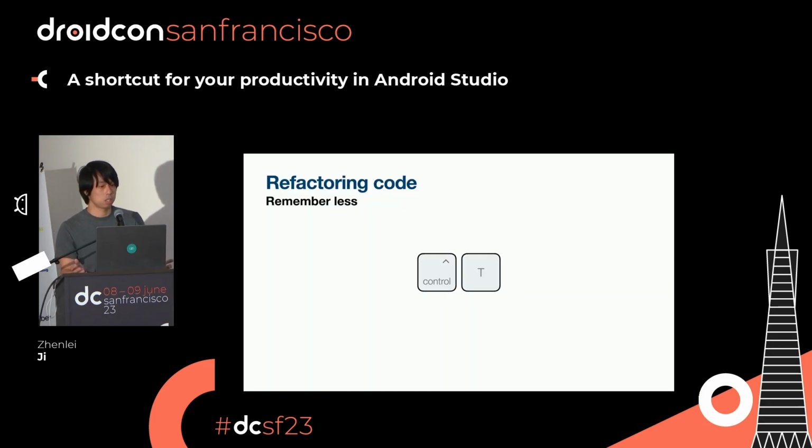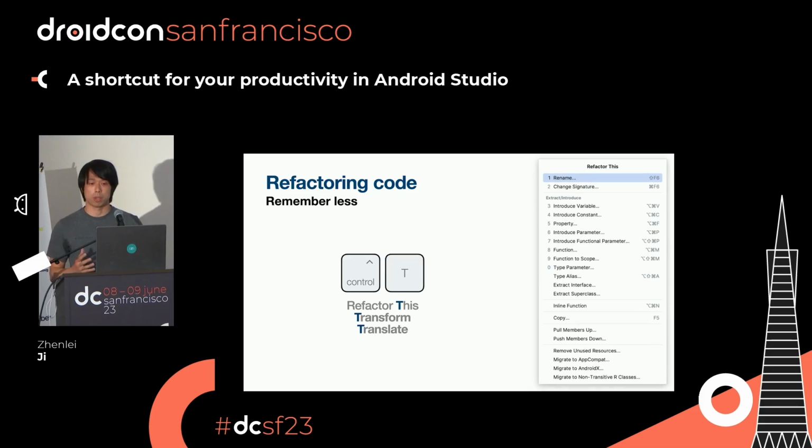And then there is this one, to remember less. Just remember the Control T. T stands for refactor this. Yeah, I have a lot of imagination. Then maybe you can say transform because you are refactoring some code. So you are transforming one piece of code to another thing that's better, or to translate. Cool. When you execute this command, Control T, then you open this pop-up window to refactor this.